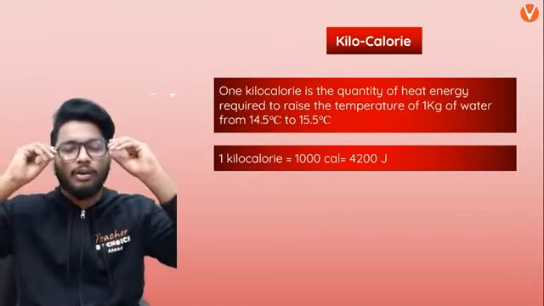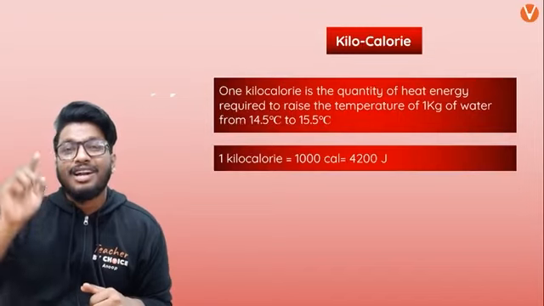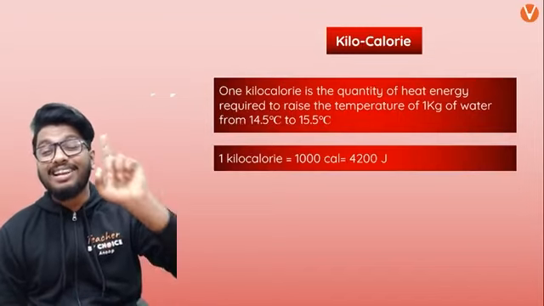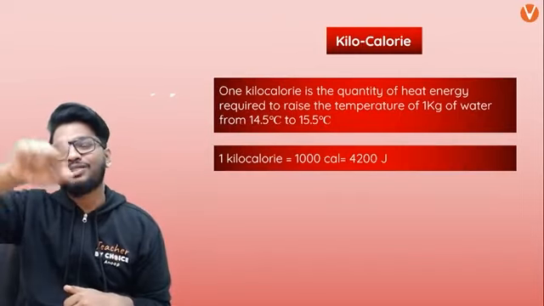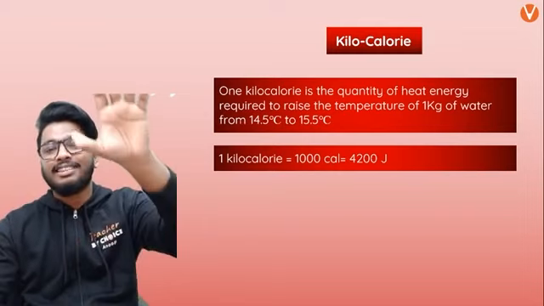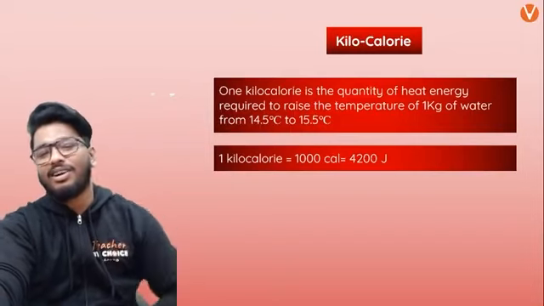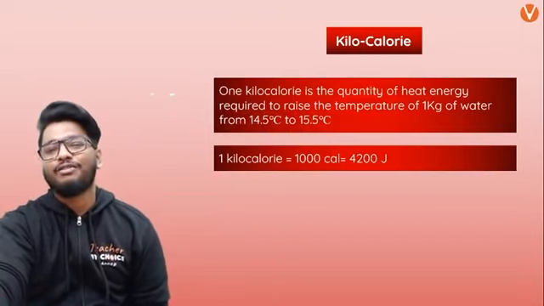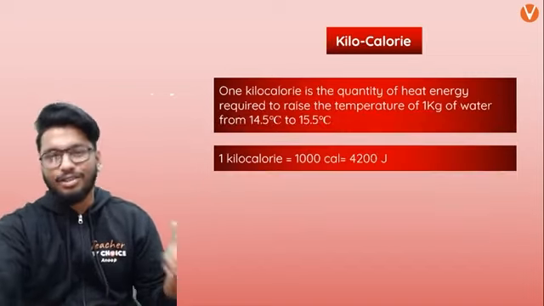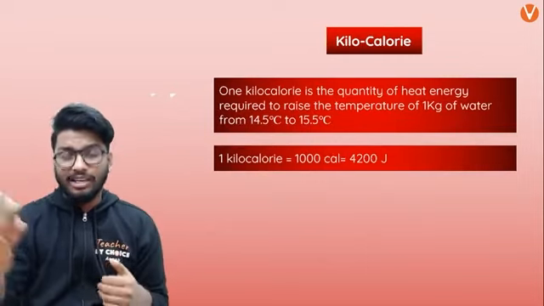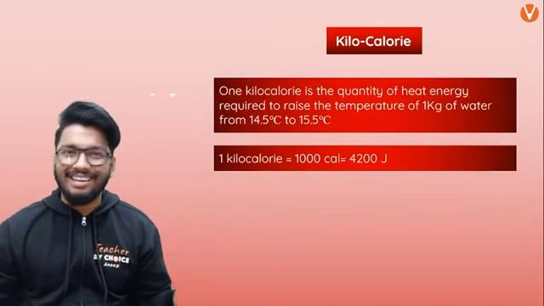Anyways, now let's talk about kilocalorie. 1 kilocalorie is nothing but the amount of heat energy that is required to raise 1 kg of water from 14.5 degrees Celsius to 15.5 degrees Celsius. The quantity of heat energy required to raise the temperature of 1 kg, not 1 gram, but 1 kg of water from 14.5 degrees Celsius to 15.5 degrees Celsius, in other words, 1 degree Celsius. That is what they're trying to say. Again, 1 kilocalorie is 1000 calories, which is equal to 4200 joules as well. I hope you understood, people.